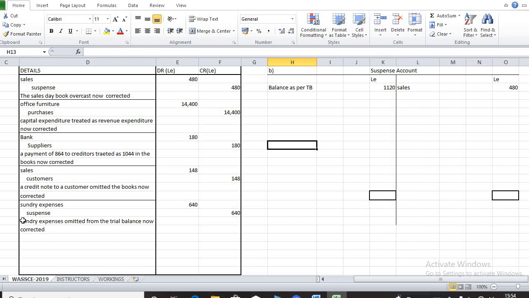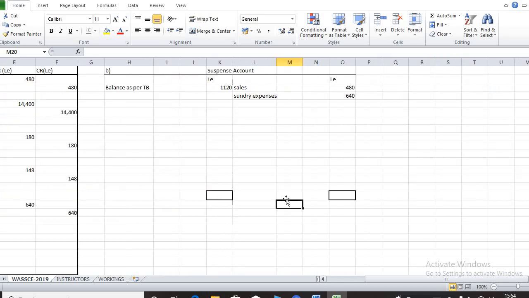Okay, don't forget that. Okay, you see sundry debtors, you are transferring it to the suspense in the name of the other account. So here we write sundry expenses, not debtors. Pardon me for that. Sundry expenses with an amount of 640. So with this, we are done with the posting of all the necessary information to the suspense account.